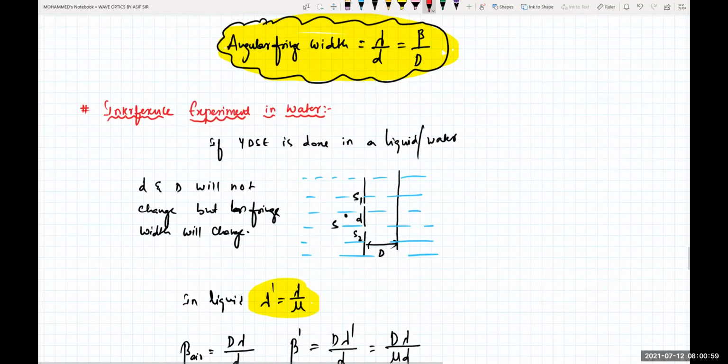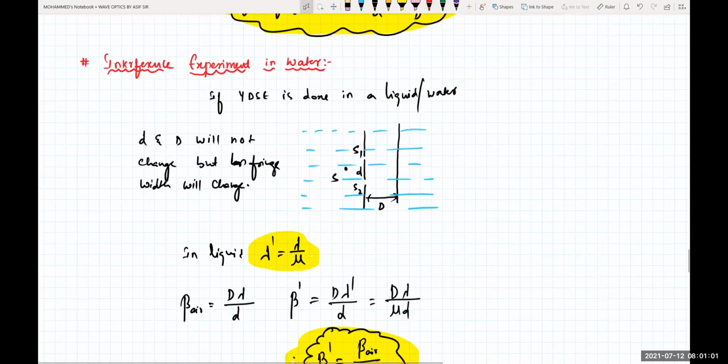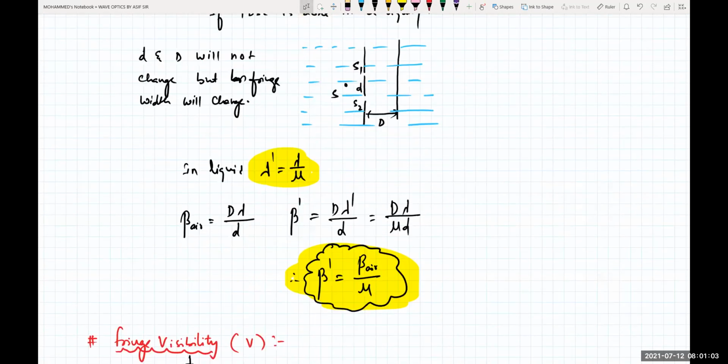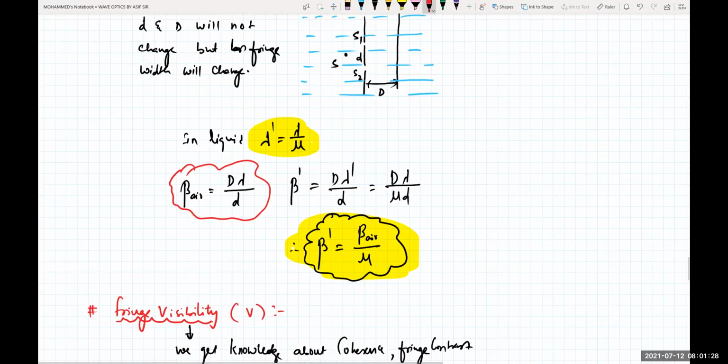Okay, if this experiment is done in water, then the wavelength will be changing. So in the liquid, the wavelength will be equal to lambda by mu, because everything else will remain the same. Capital D is not changing, small d is also not changing. So when it is in air, fringe width is given by the formula capital D into lambda by small d. When it is in water, the fringe width will be changing. So beta dash is equal to capital D into lambda dash divided by d. Lambda dash is lambda by mu. So beta dash will be equal to beta in air divided by mu.